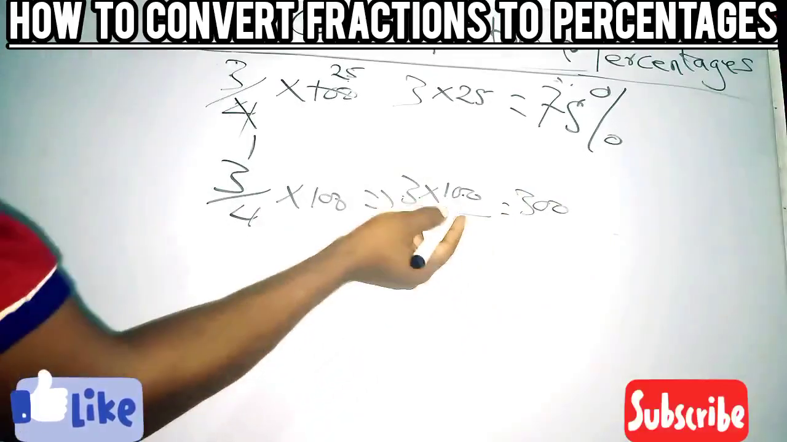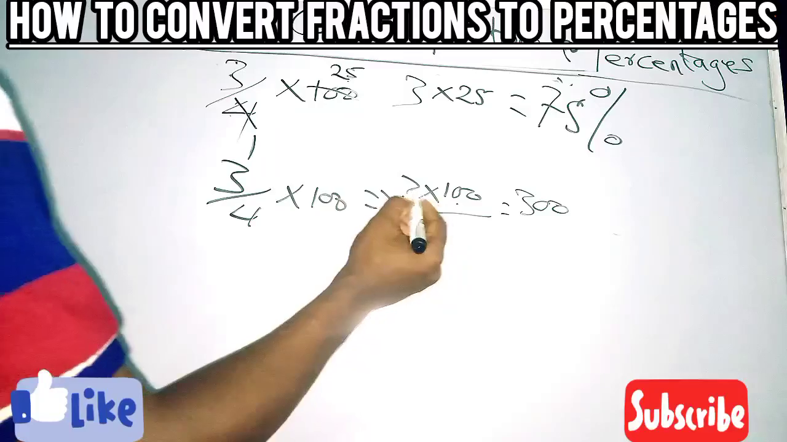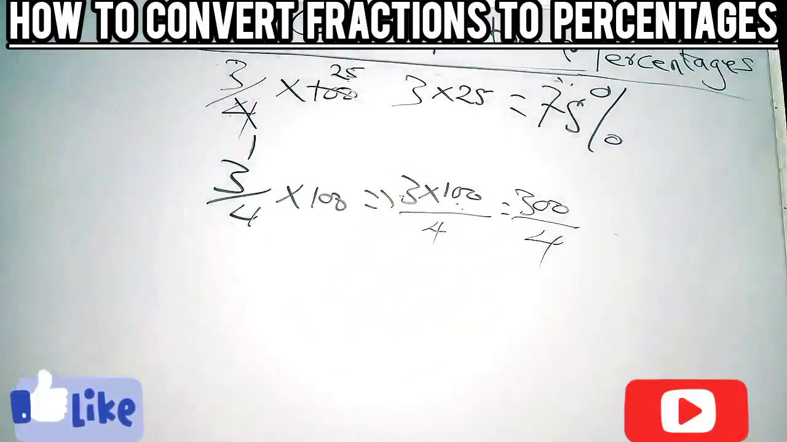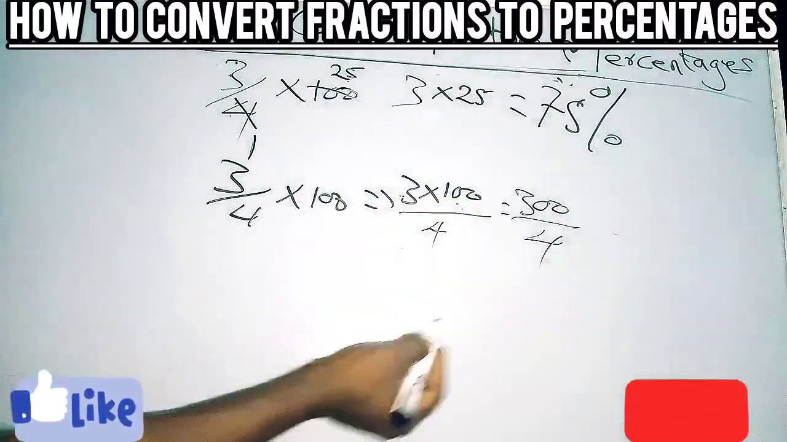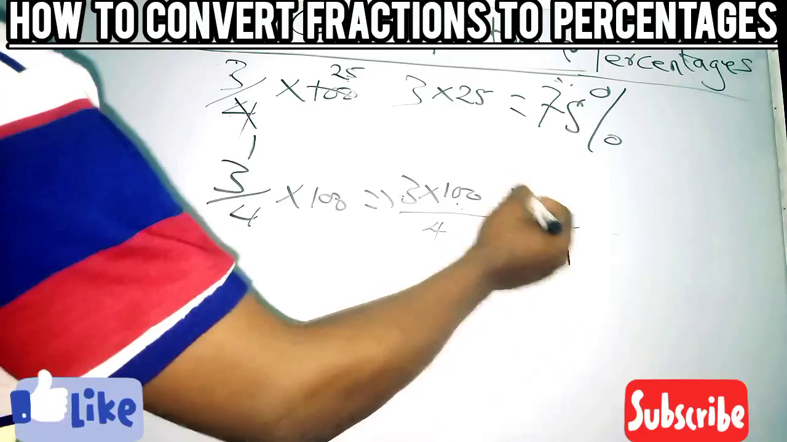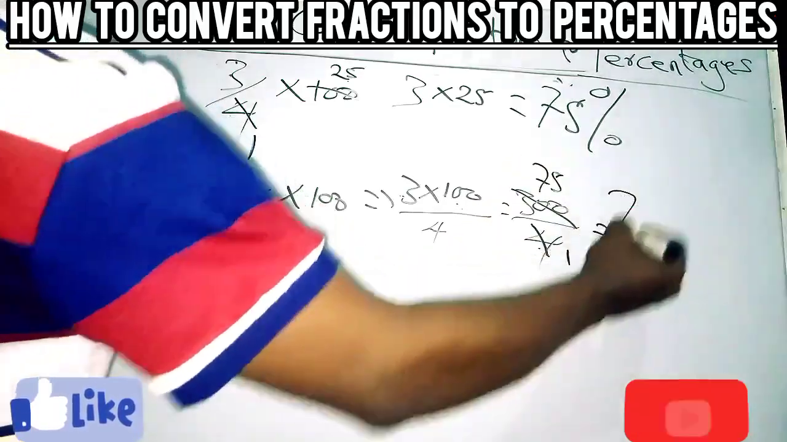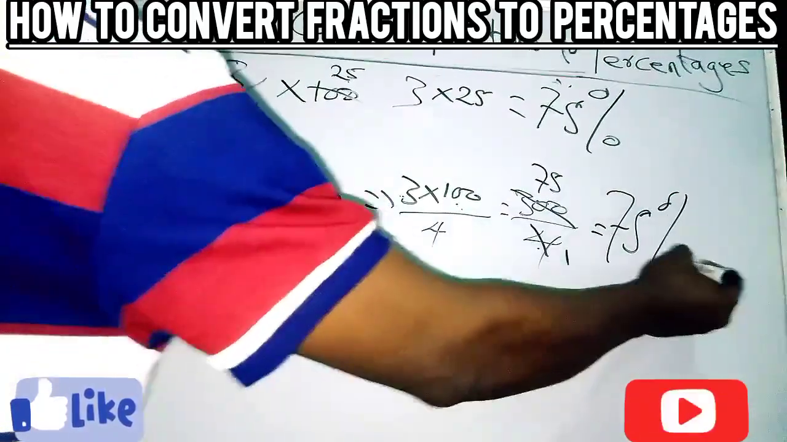This time around, if you can cancel from here, you are good to go. If you can't, then multiply this and this should give you 300 all over 4. Then you use your long division method to break it down. And when you use the long division method, you realize that 4 will go into this place, 75. Then all you have to do is to write the 75 and add your percentage sign.